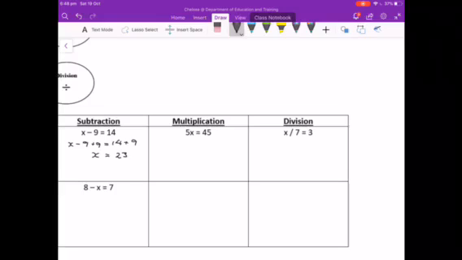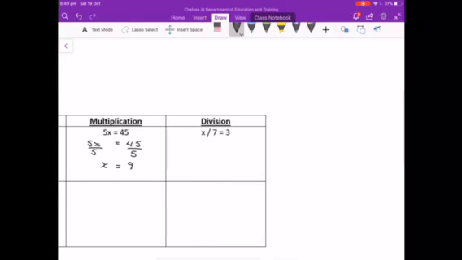Let's look at multiplication. Now 5x equals 45. What that does mean is it's 5 times x equals 45. Now the opposite of timesing by 5 is dividing by 5, because that's the inverse operation. Again, writing the equation down, dividing by 5 on both sides, keeping that equation balanced. 5 divided by 5 equals 1. That's why the x is there. And 45 divided by 5 equals 9. Therefore, x equals 9.